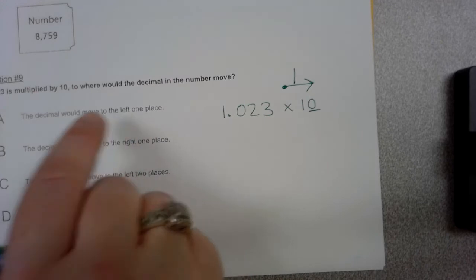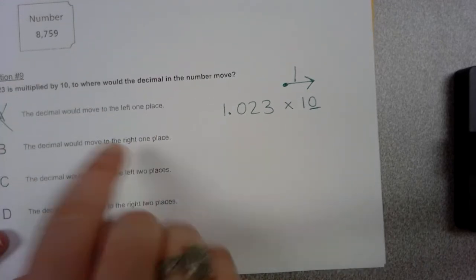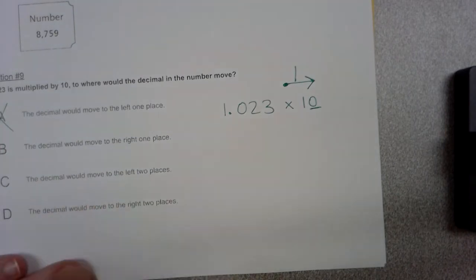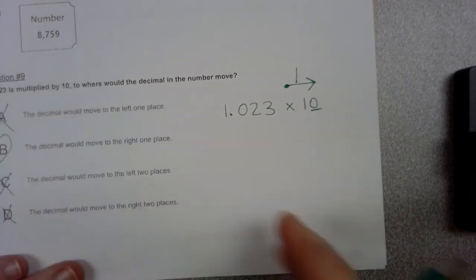So that's 1 place to the left. That's a no-go. This says right 1 place. That's a maybe. To the left 2 places. Nope. To the right 2 places. No.